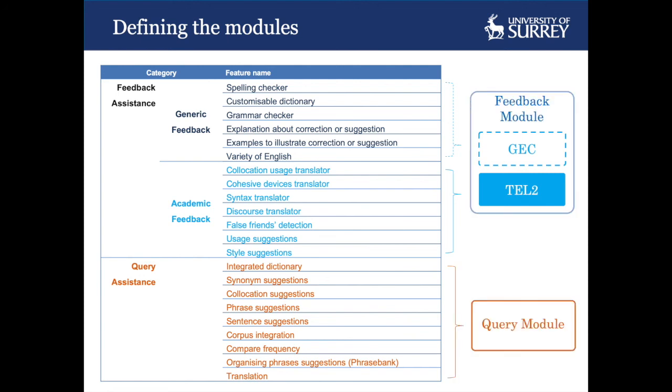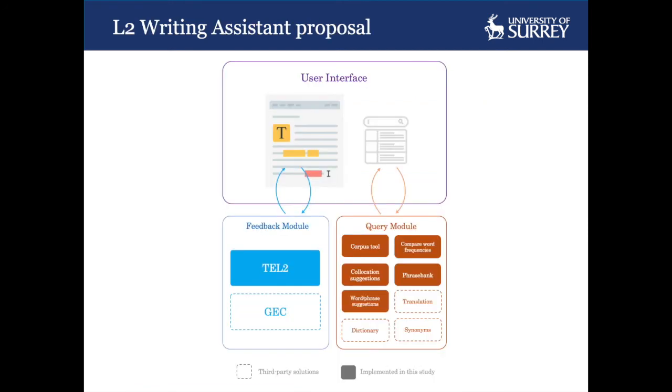Finally, the query module implements the query assistant features. The combination of the user interface and those two modules forms the proposal of the L2 writing assistant. As you can see, the user interface has a main text editor area, which interacts with the feedback module, and also a query input, which interacts with the query module.